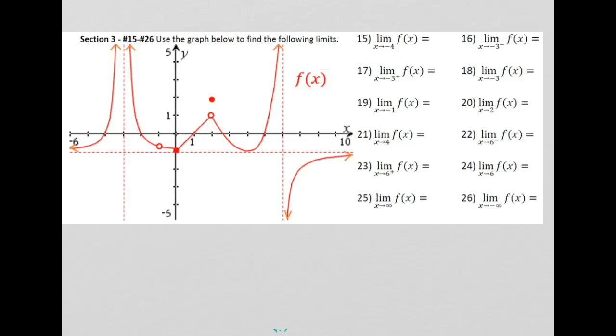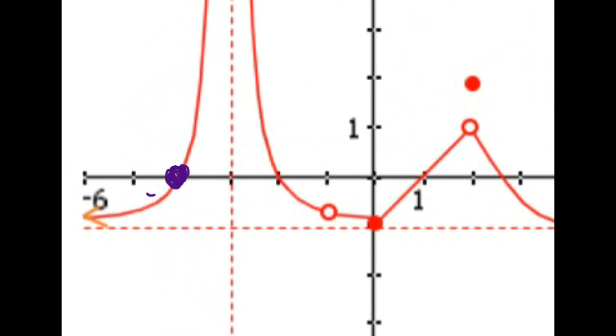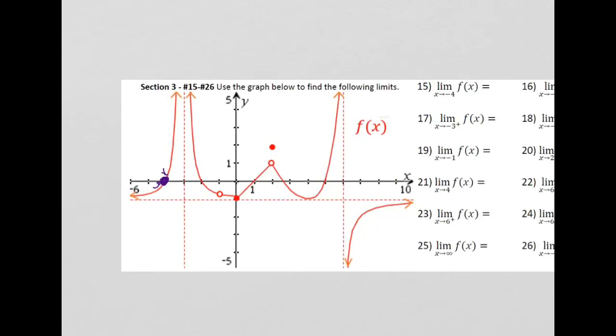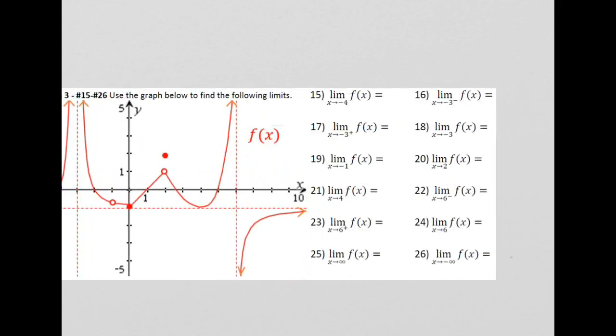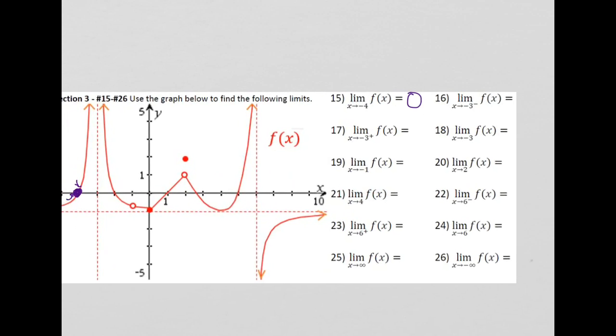So let's find the limit as x goes to -4 of f of x. So let's find the x value of -4. That's happening right here, and we don't have a hole or anything. Our two limits agree that we are going to the y value of 0. So the limit there is 0.